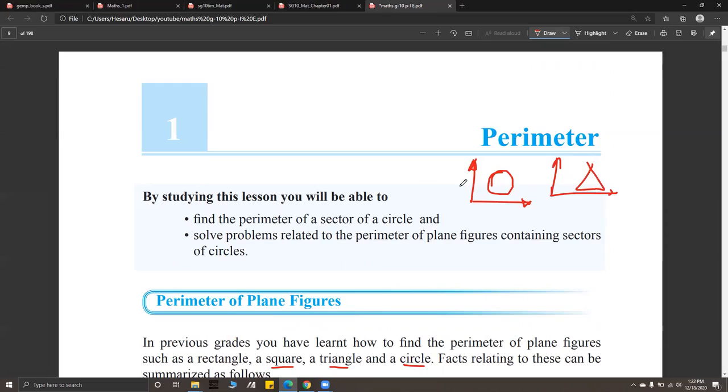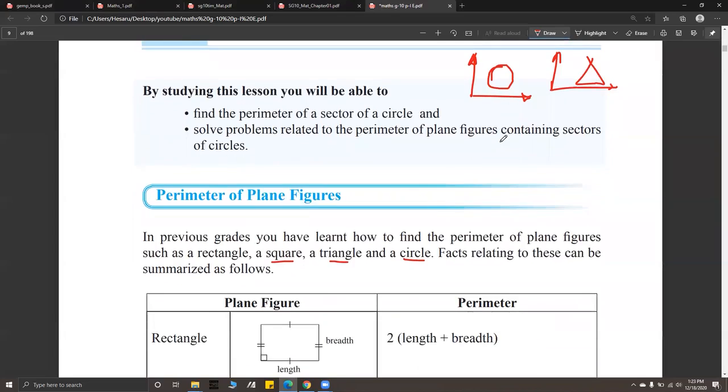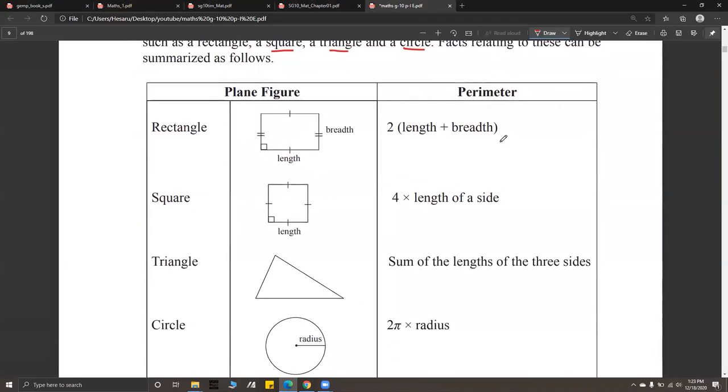But if this is not a plane figure, what will happen? So a sphere, a cube, you cannot draw it on a paper. You can just draw it in an aesthetic way, but you don't have a proper way to draw it on a paper because it has 3 dimensions, which are length, width, and height. In this case, you have 2. So that's an extra thing. So you should understand, these are the plane figures.